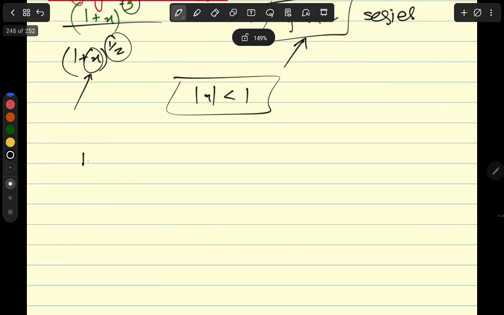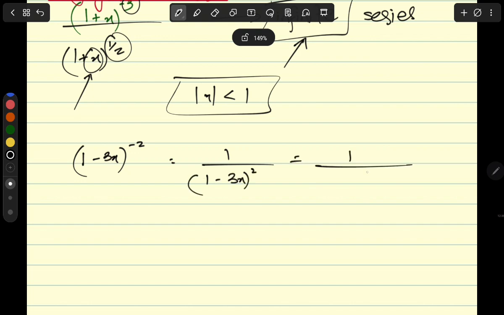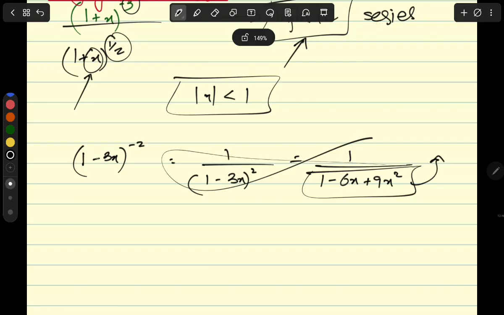If you were expanding 1 minus 3x to the power of negative 2. Now do not assume that we take it in the denominator and do it 1 minus 3x to the power of 2 and then rewrite it down as 1 minus 6x plus 9x squared. This does not give you anything. This doesn't mean anything. You have to bring it in the numerator, right? So do not go that route.